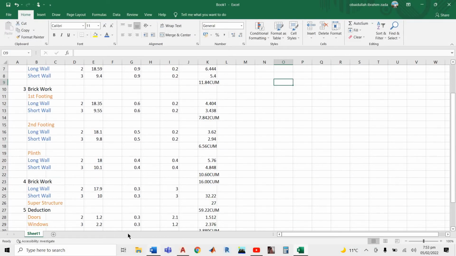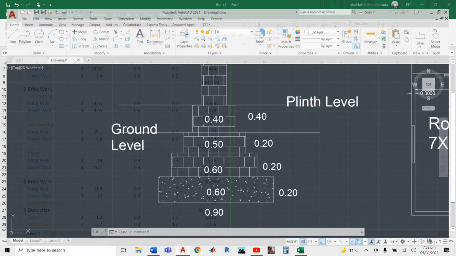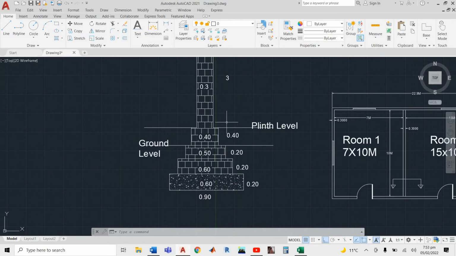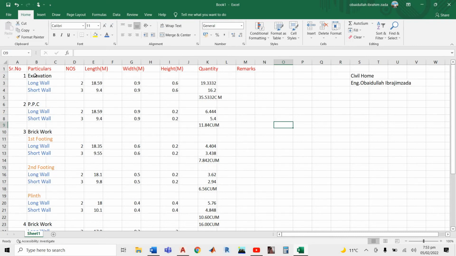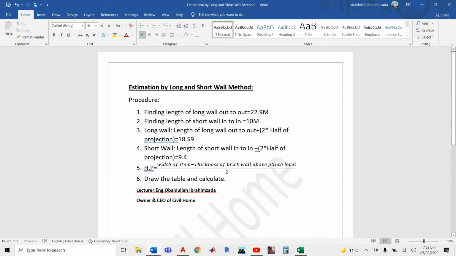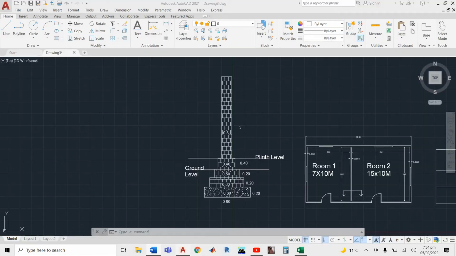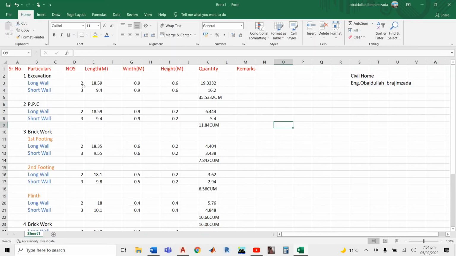Then we have brickwork for superstructure. This is the superstructure in here. We have to consider this also for the long wall and the short wall method. So first of all, in excavation, how much is our long wall? We calculated our long wall, it became 18.59 for our excavation. Just get your long wall out to out 22.9 plus 2 multiplied by half of projection. You get 18.59.